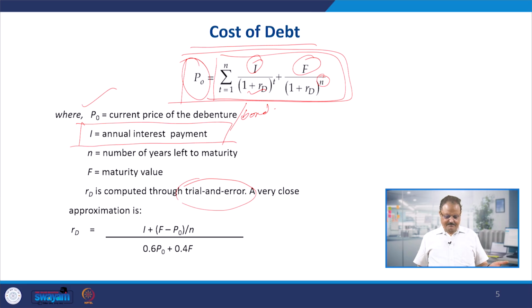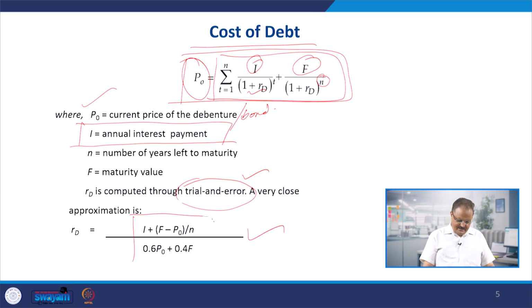You can say, for example, use 10% and try to compare whether the right hand side value is equal to the left hand side value or not. If it is not, then go for 11% or 9% or whatever it is. Finally, you have to make both the sides equal. So you can use the trial and error method. But sometimes it's cumbersome, it's a lengthier method. So you can use the approximation method also.